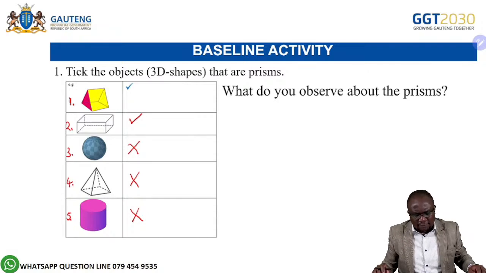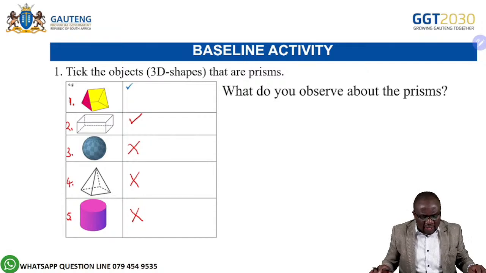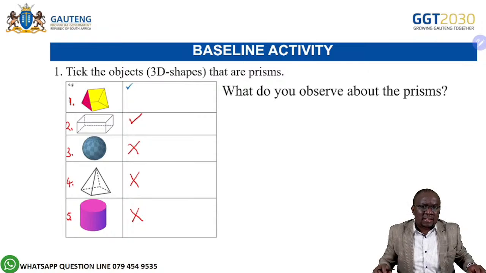Now, I want to give you maybe 2 minutes to discuss why object 1 and 2 are prisms, and why objects 3, 4, and 5 are not prisms. Can you discuss that for 2 minutes? And then when you come back, we'll do our discussions together. Let's do that for 2 minutes.